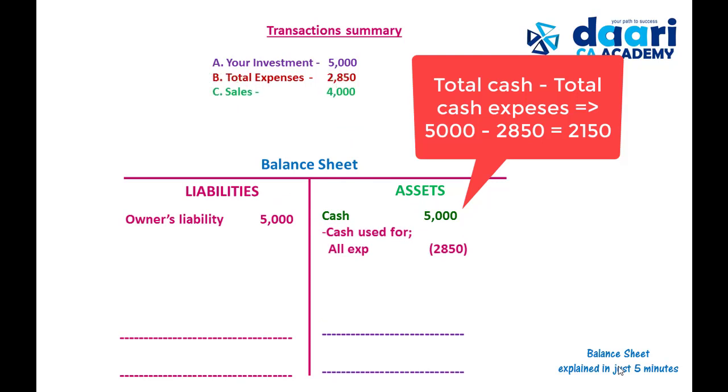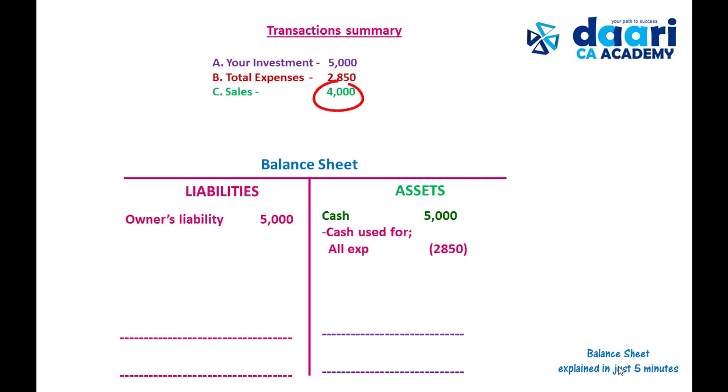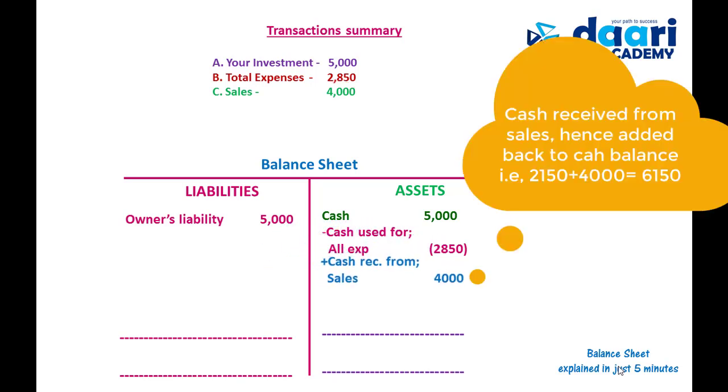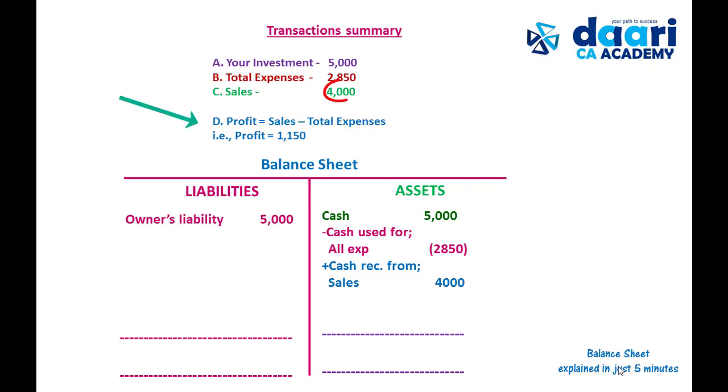Next, you have sold all the mangoes for 4,000. So these are the cash sales. So that's why we are adding cash received from sales 4,000 back to the total cash. Then what happened? You got profit, that is total sales minus total expenses, that is 4,000 minus 2,850. So you got the profit.